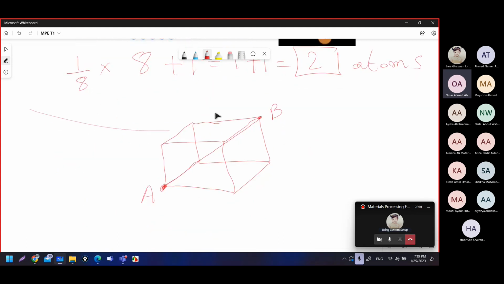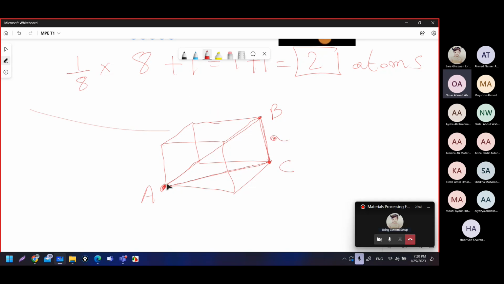In order to find this, I need to use the Pythagorean theorem, so I need to make a right-angle triangle. With this line AB, I need to take one diagonal of one of the faces and one side of the cube. Let's call this point C. So I take this line at the base, and one edge of the cube, which we usually call A.